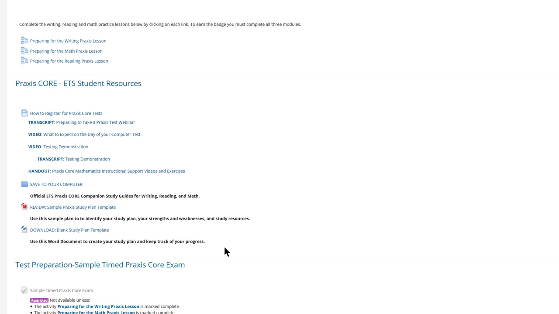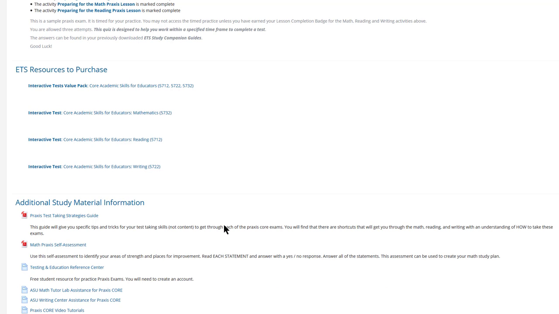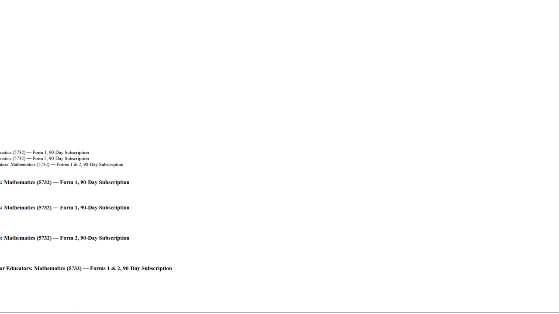And then finally, at the bottom, these are all paid resources. If you have some funds to invest, I would highly suggest that you go ahead and purchase these. They're actual practice tests that look like the original Praxis Core, but again, these are paid tests.